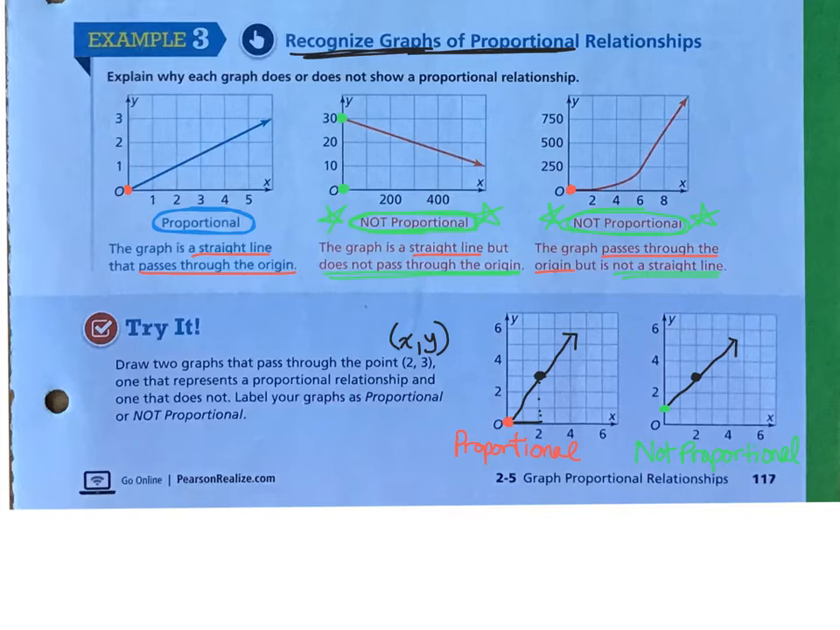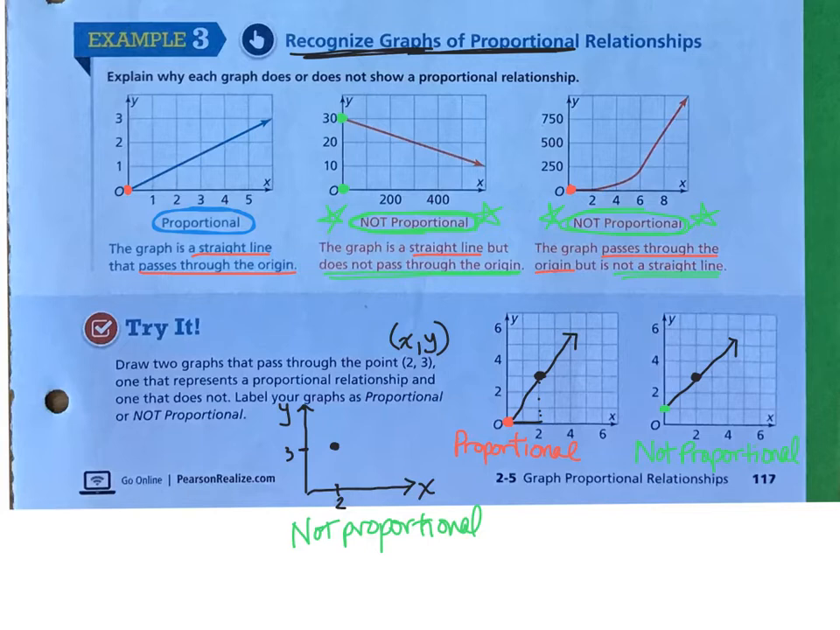Now we could also draw a third graph. In this case, I'm just going to draw a quick little sketch. I'm going to draw an L shape for an x and a y axis. We're also going to make this one not proportional, and we're going to put that same point over 2 and up 3 on the graph.